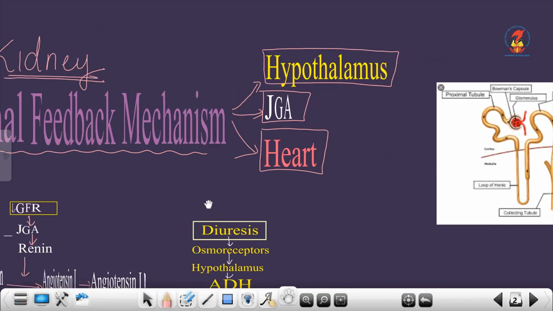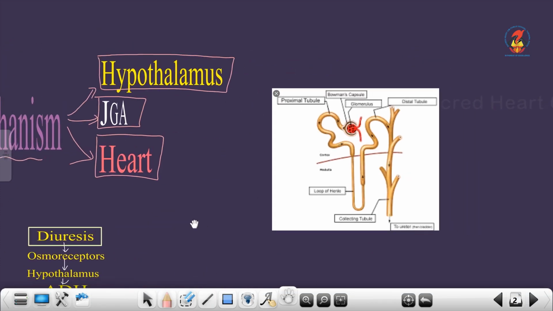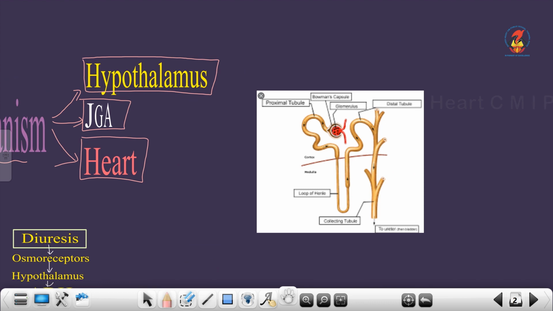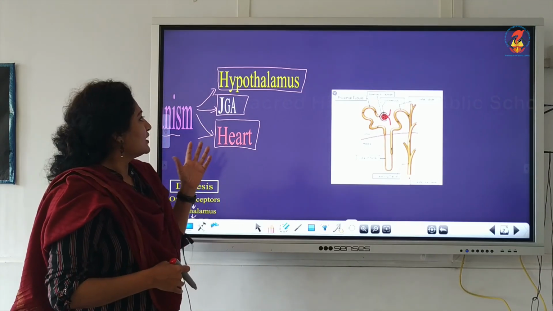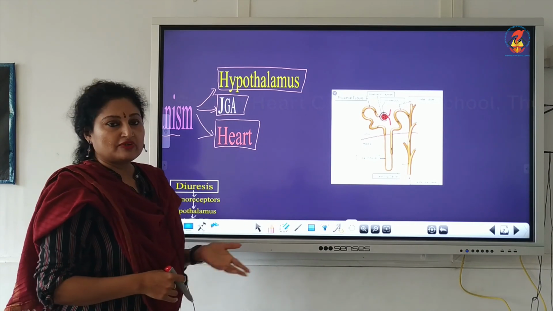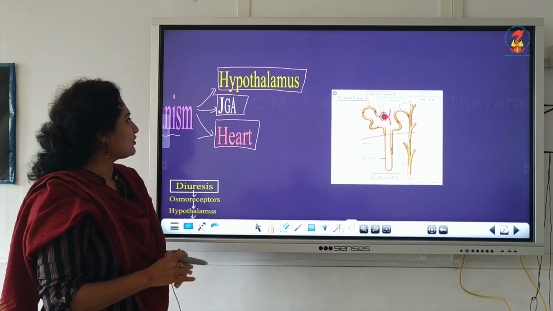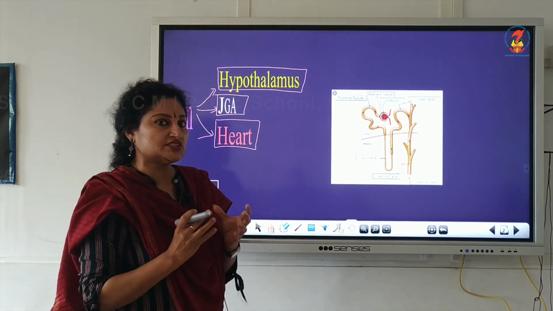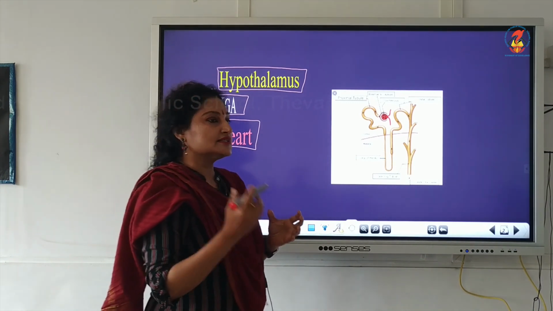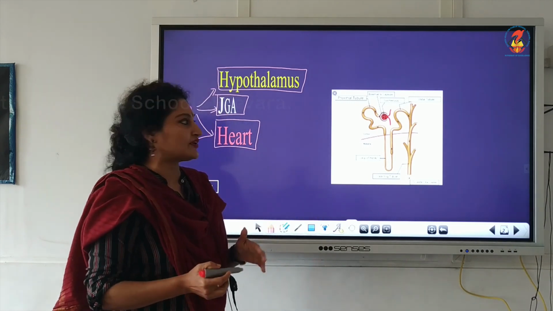Now, before going into the details, something which is new, that is JGA. Hypothalamus we will be learning in the next chapter, where it is the basal part of the brain. Heart you all very well know, we have learnt in the circulatory system, the pumping organ. Now, JGA are cell modifications. It is a sensitive region between the distal convoluted tubule and the efferent arteriole.